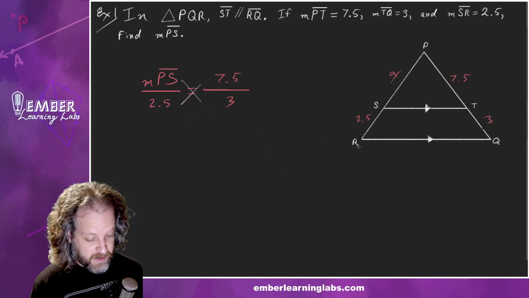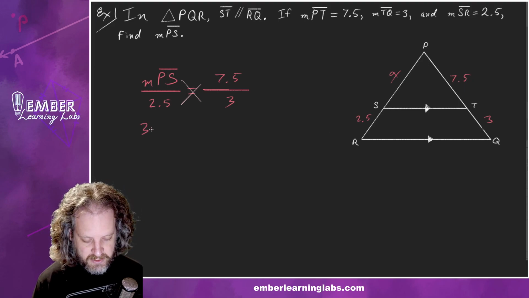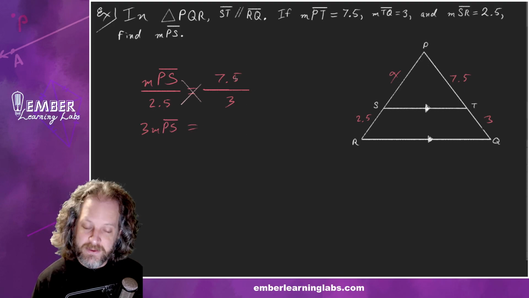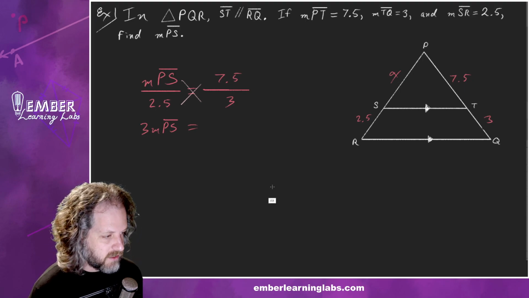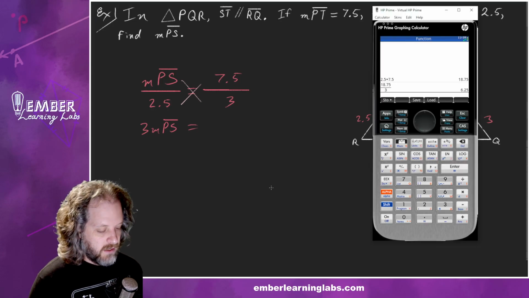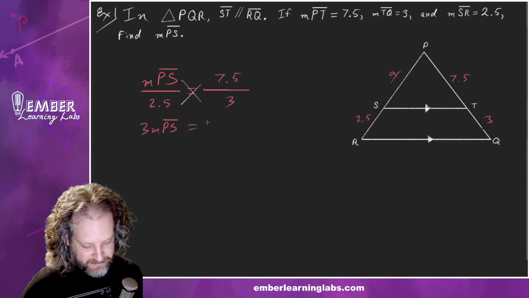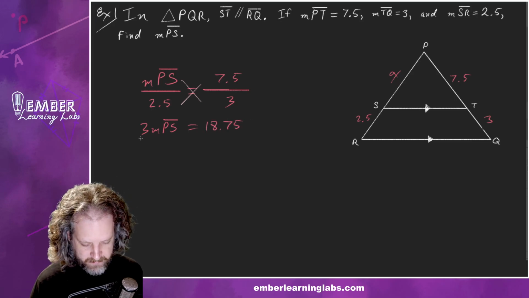So 3 times the measure of PS is, in fact, 3 times the measure of PS. I know it's confusing and complicated and all that. But there it is. 2.5 times 7.5. And since I did this before, it's all still sitting in my calculator. Stupid technology. So it's 18.75. Then we're going to divide both sides by 3.